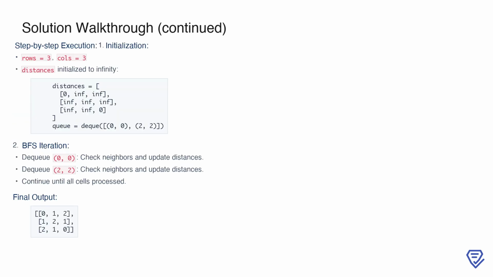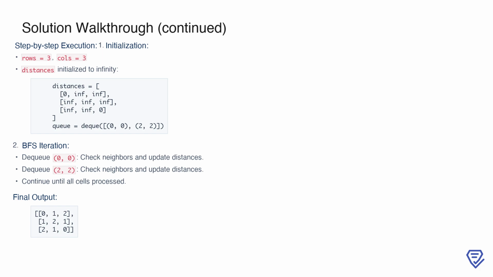Now consider a larger and slightly more complex input matrix. In this case, the matrix is still 3x3, but the zeros are positioned more strategically at (0,0) and (2,2). We begin by initializing the distances matrix to infinity, similar to the previous example. However, the cells containing zeros are immediately added to the queue, and their distances are set to 0. These zeros serve as the starting points for BFS. During the BFS process, we dequeue one cell at a time and examine its neighbors. If a neighbor's current distance is greater than the potential new distance, we update it and enqueue that neighbor.